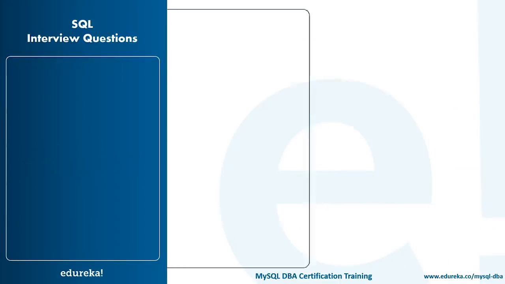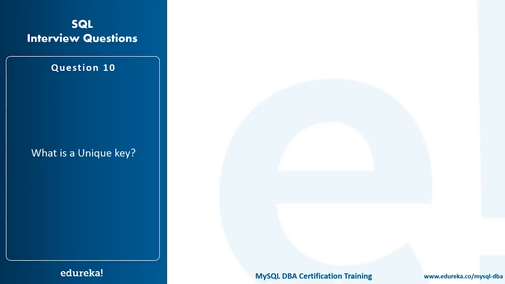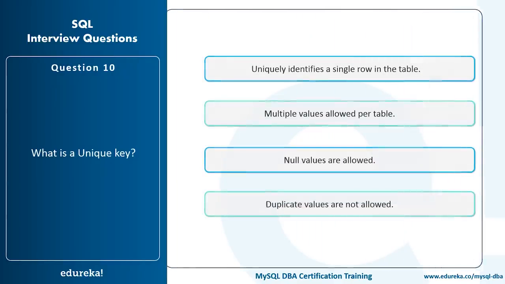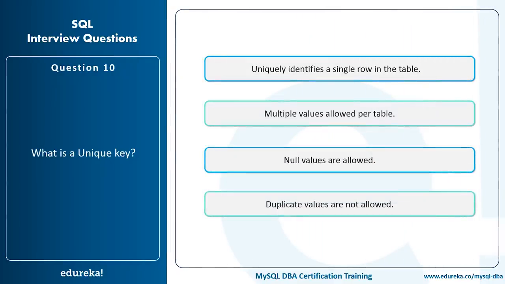Now let's move forward to our next question, that is, what is a unique key? A unique key identifies a single row in a table. It allows multiple values per table, and also null values are allowed. So you'll have to make sure that whenever you're using the unique key, you know that it identifies a single row in the table. Multiple values are allowed per table, and also null values are allowed, but yes, duplicate values are not allowed.